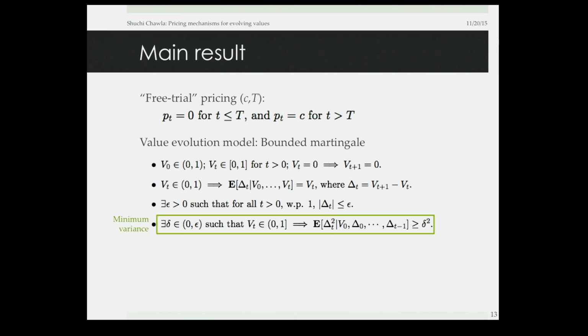There is just a small typo. The expectation of delta t condition here should be 0, right? Oh, yes. This was supposed to be Vt plus 1. Yes, thanks. So it is a martingale. This one doesn't look like it, but yes.